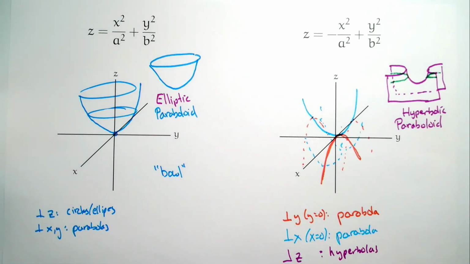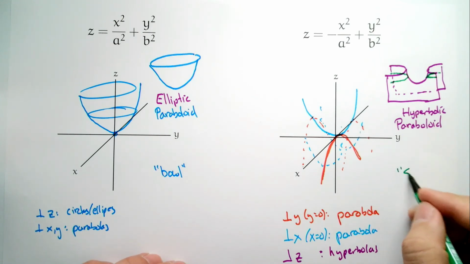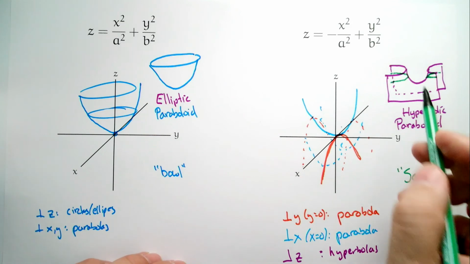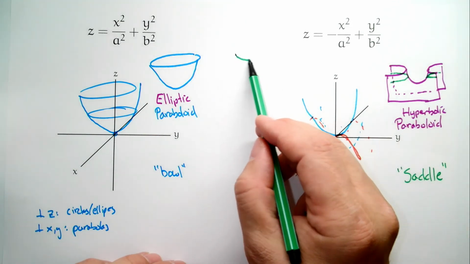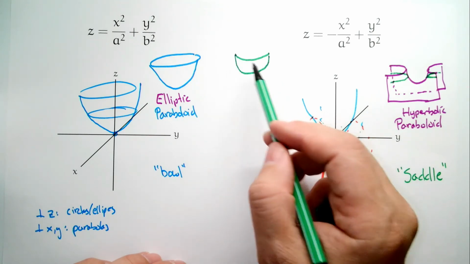Now, do we have a nicer name? This one we call the bowl. Does this have a nice name? Yeah, we call this one the saddle. And the idea is, if you've ever been on a horse, you have the saddle.